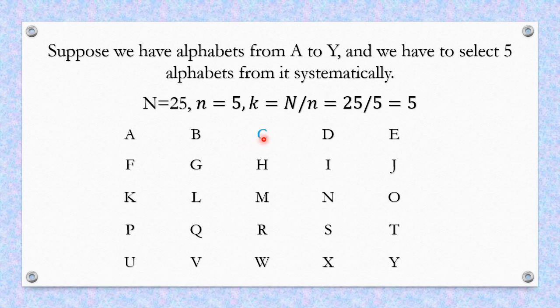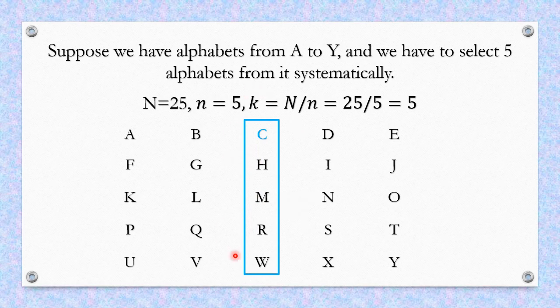That means because our sample interval is 5, we will select each fifth alphabet: 1, 2, 3, 4, 5, so we will select H, then 1, 2, 3, 4, 5, we will select M, then R, then W. Or we can simply select all the letters below C. So the 5 alphabets which we were supposed to select are C, H, M, R, W.